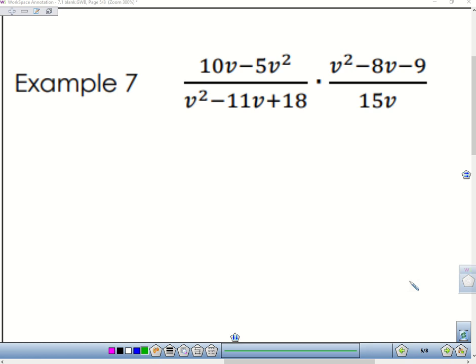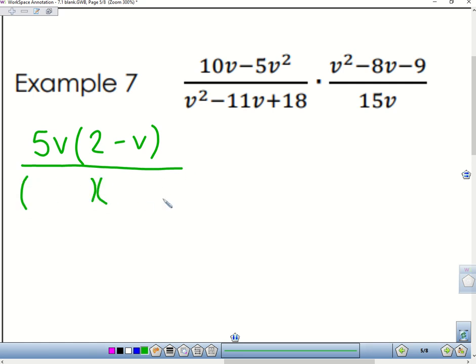So what we're going to do here is we're going to simplify this as much as we can, okay? So up here, what can I factor out of both of these terms? Good. 5v. So when I factor out a 5v, that's going to leave me with 2 minus v. So I just factored out a 5v. And then over on the denominator, we're going to have to factor this like a trinomial. So what are some factors of 18 that add up to a negative 11? Good, negative 9 and negative 2, right?